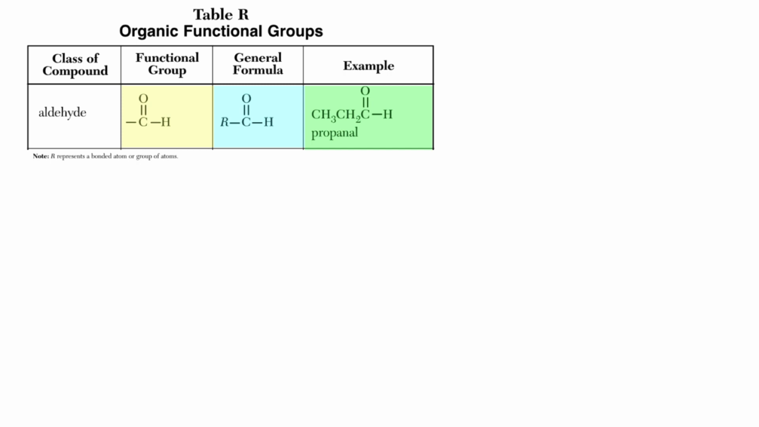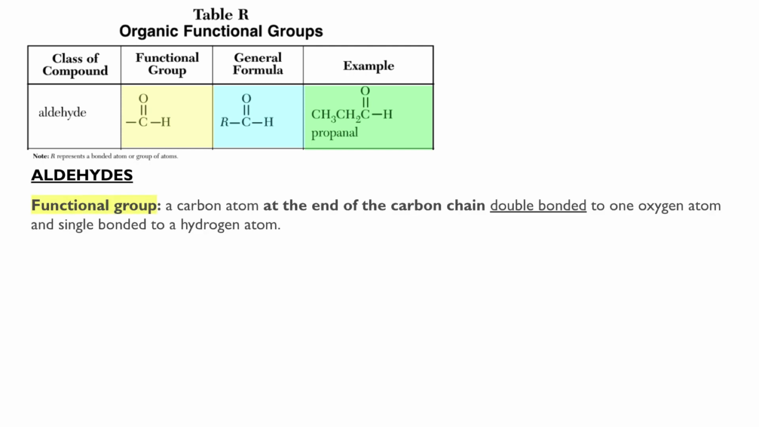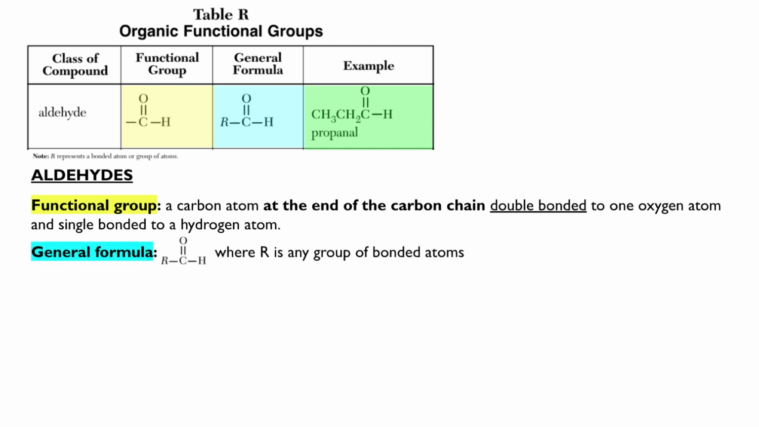Let's start with aldehydes. An aldehyde has a functional group that can be described as a carbon atom at the end of a carbon chain. So either at the beginning or the end, but not in the middle. Double bonded to one oxygen atom and then single bonded to a hydrogen atom. Its fourth bond, because it's got two bonds to oxygen and one bond to hydrogen, is connecting it to the rest of the carbon chain. Its general formula is R bonded to carbon, double bonded to an oxygen, where R is any group of bonded atoms. Notice that carbon is double bonded to an oxygen, then bonded to a hydrogen.